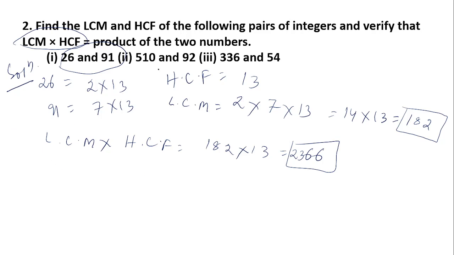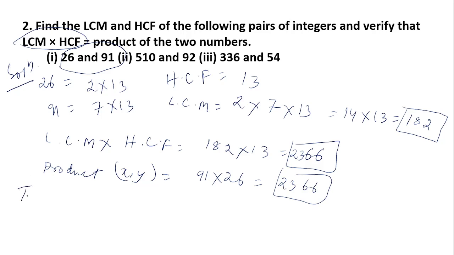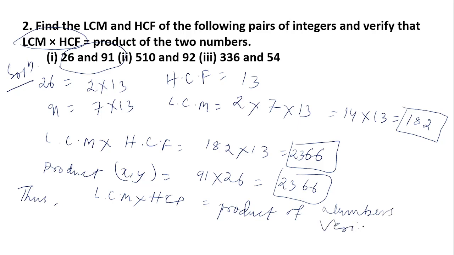We need to find the product of these two numbers. Then the product of these two numbers, product x comma y, that is 91 and 26, is equal to, if you multiply this, you will get 2366. So thus, or therefore, LCM into HCF is equal to the product of the numbers. This is verified.